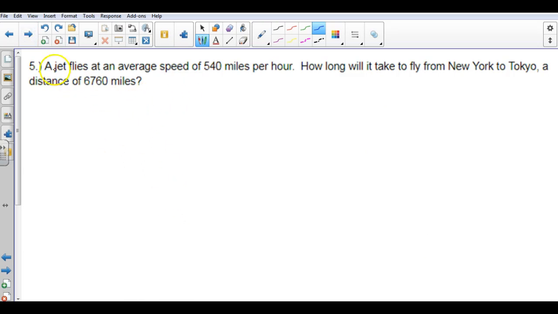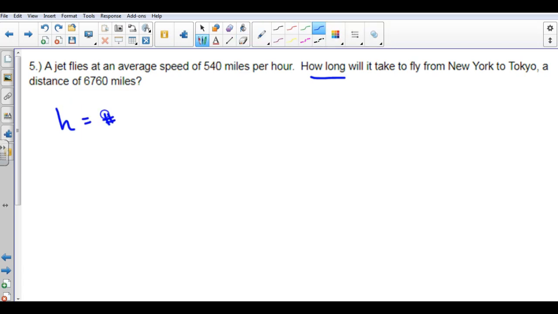Alright, so just a couple of story problems. A jet flies an average speed of 540 miles per hour. How long will it take to fly from New York to Tokyo, which is a total distance of 6,760 miles? So in this problem, we're given a speed. So we know that the jet is flying at 540 miles per hour, and we are solving for how long it's going to take. So I'm just going to, actually we'll use h for the number of hours that it's going to take.